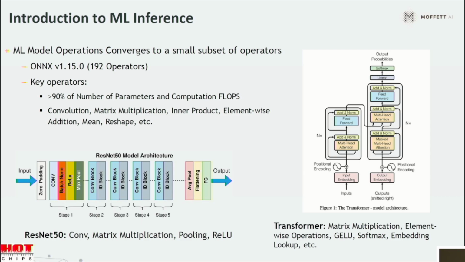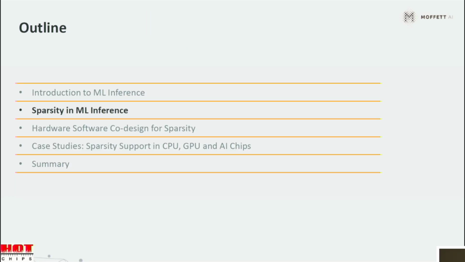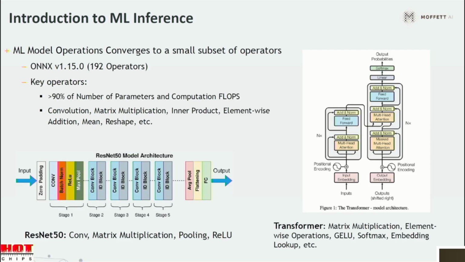The two figures show two very typical models in computer vision and language models. The left is ResNet 50, as we can see. ResNet 50 actually becomes a very simple model. It has 50 layers, but the operators are mainly convolution, matrix multiplication, pooling, and loop. On the right side is a transformer model, and the operators are basically just matrix multiplications, element-wise operations, GELU, softmax, embedding lookup. So it's not that complicated for machine learning inference.